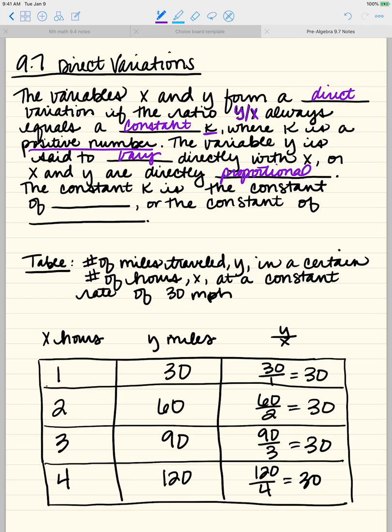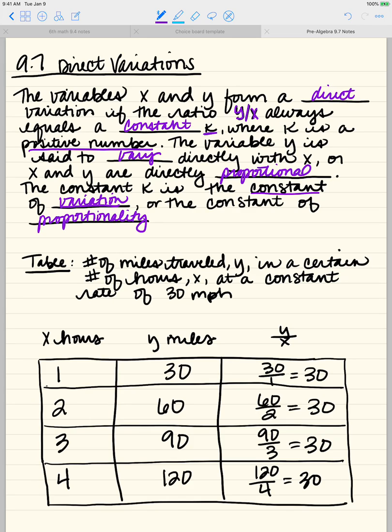The constant k is what we call the constant of variation, or sometimes it's also called the constant of proportionality. More often than not, you're going to see it called just the constant of variation. Very rarely will you see this constant of proportionality. Okay, so let's take a look at a table.